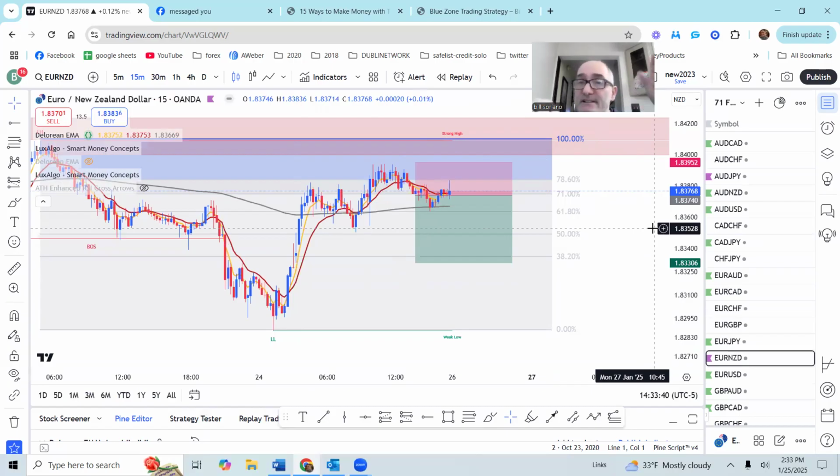You look for the most recent change of character or break of structure. Once you find that, you look for the order block that is associated with that change of character or break of structure. And that's how you determine which significant high or low to use to draw your fib. Once price comes back into your blue zone, which is at 78.6, you can set a limit order there and then set the stop loss outside the blue zone, right?